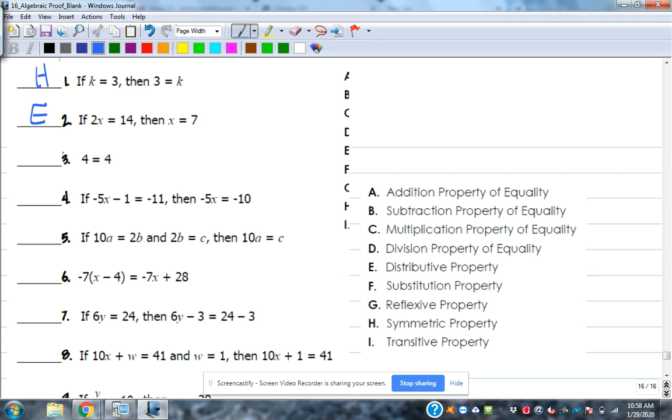E. 3. G, reflexive. Reflexive is the right way of saying that, because it's the same thing. 4 does equal 4, right? Always. Number 4. Addition property. That's A. 5. It's transitive. Because you have 1, 2, 3 things out of that, and it ended up being 2 things. So that's transitive property.